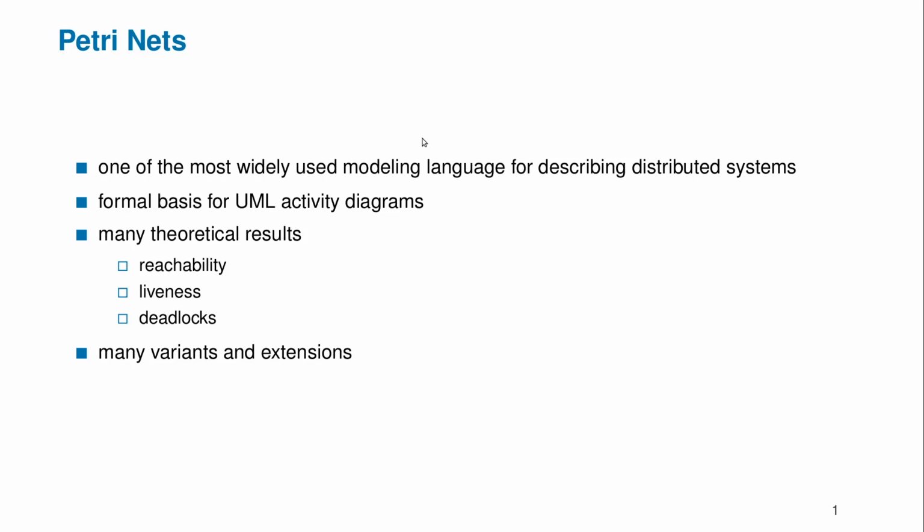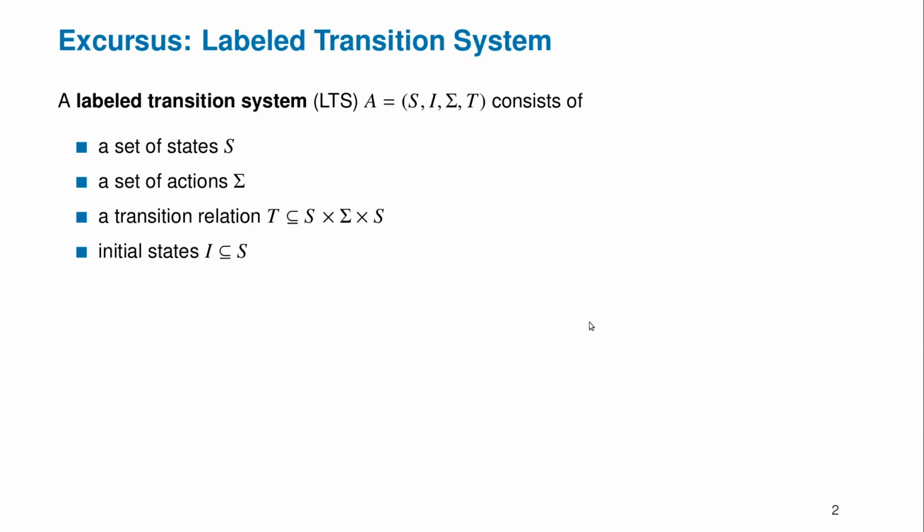Okay, and before we talk about Petri nets and have a look how they are defined and how they work, we first have to do a short excursus where we introduce LTS, which is a special kind of automaton that will be used for defining the behavior of Petri nets. And it's very easy to define a labeled transition system. It's just some kind of automaton that consists of the following components.